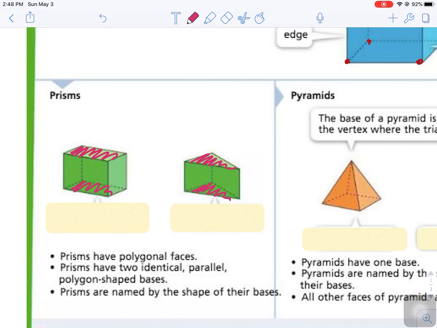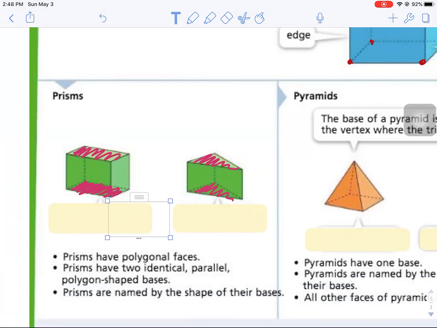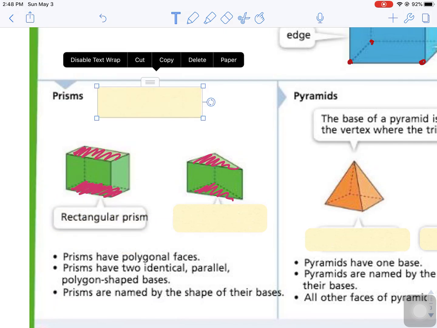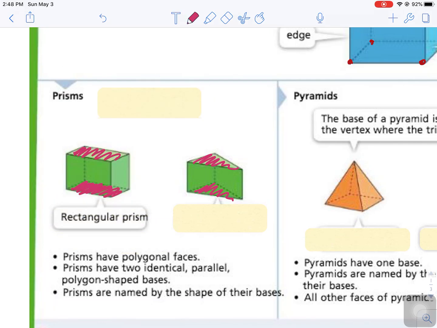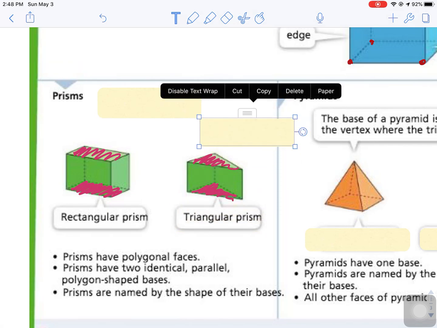And we name prisms based off of what those shapes are. So on this left side, we can see that our bases here are both rectangles. So we would call this prism a rectangular prism. Now on the right, we can see that our bases are triangles. So we would title this prism as a triangular prism. So again, the bases are going to be identical, they're going to be the same, and they're going to be parallel, and that's how we name our prisms.